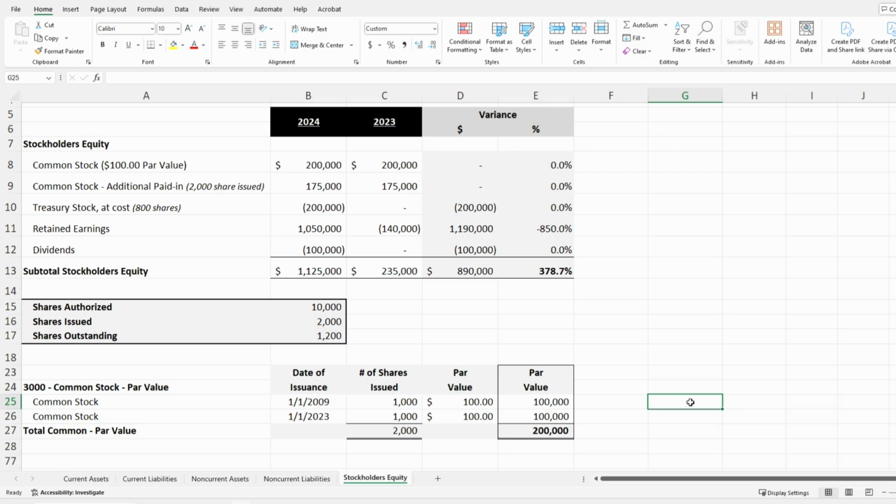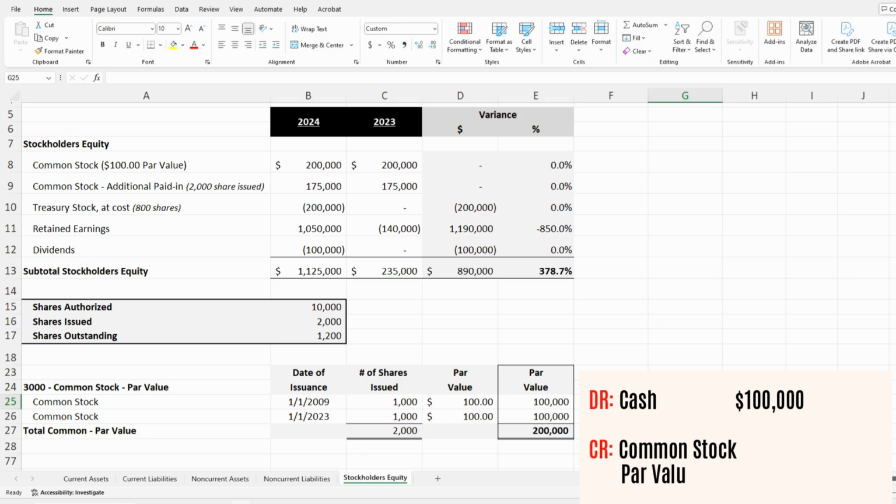Now, if we sold it for more than $100 a share, we'll go over that in a second. In 2023, we issued 1,000 more shares at the par value, $100. So we're going to recognize that same journal entry again in 2023. We're going to debit cash of $100,000 for the par value portion of the stock we issued, and we're going to credit common stock par value.